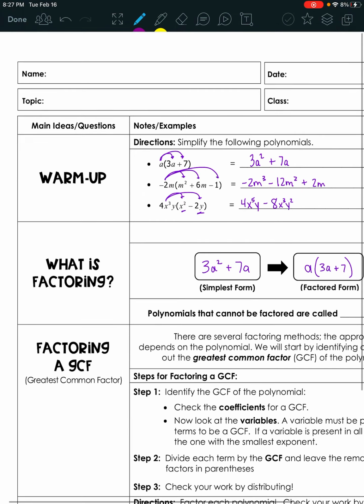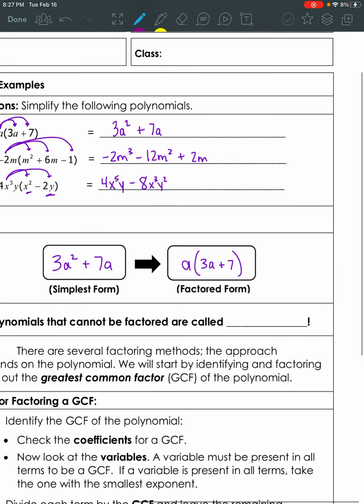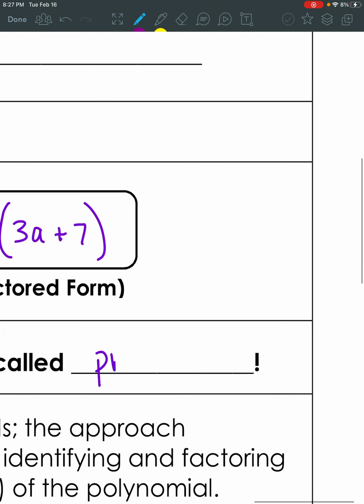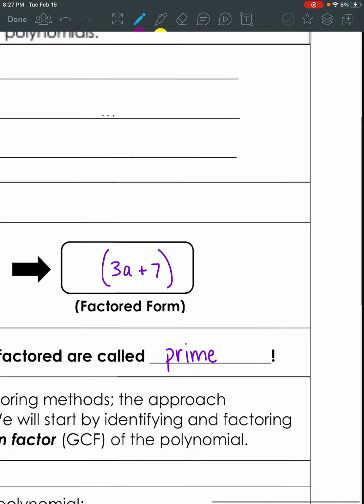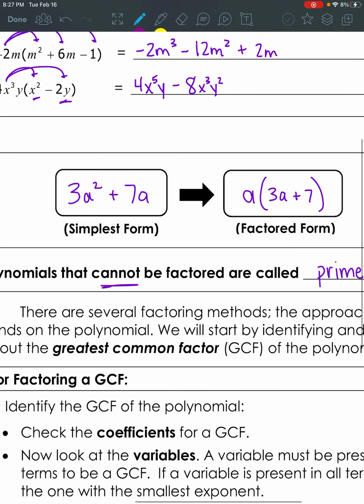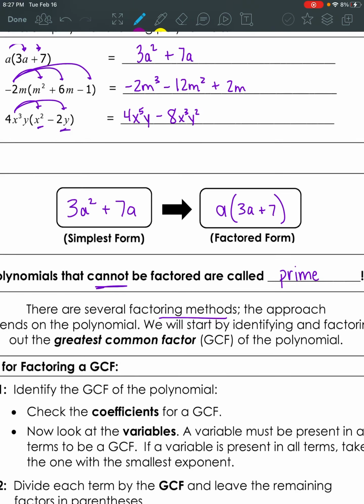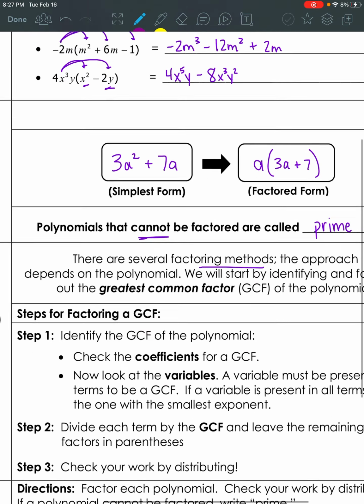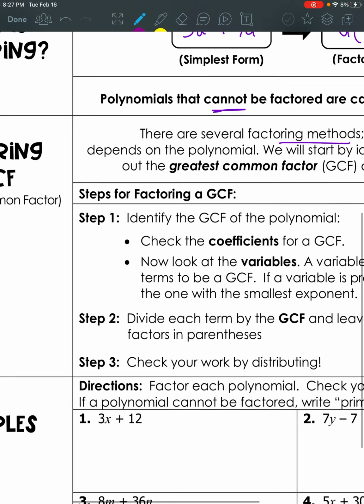So polynomials, when we go to actually factor these, some polynomials can't be factored, so if they can't be factored, we call these prime. Okay? So, several methods says here that we are going to factor by. The first step in any polynomial that we are factoring is to always start out with the GCF. Is there a greatest common factor between all the terms in that polynomial? So in order to do this, step 1, we're going to identify the GCF of the polynomial.